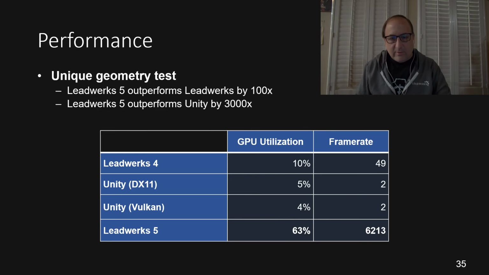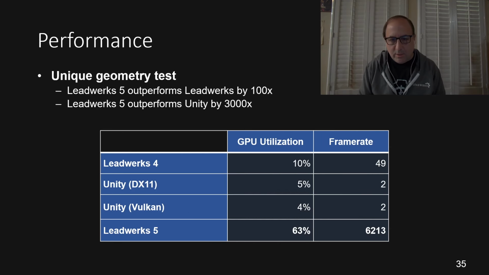Leadwerks 5 has some clever tricks to make batches of batches, basically. And so this is one rendering command to draw all of these different batches. And this is actually the one test that I feel is the most representative of what you will see in a complex scene with many different types of objects. So the Leadwerks 4 GPU utilization is 10%. The frame rate is 49.